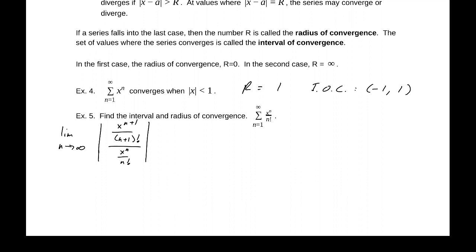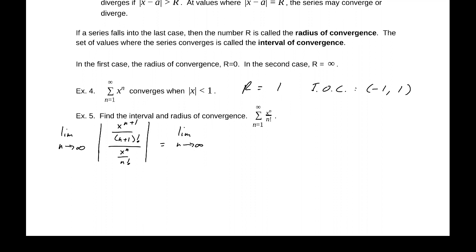Now, the ratio test says that if the limit of the absolute value of this ratio is between 0 and 1, including 0 but not including 1, then our series converges. If the limit is greater than 1, then it diverges. And if it is equal to 1, then this is inconclusive. So let's begin by looking at that limit.